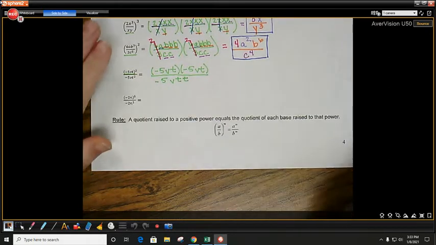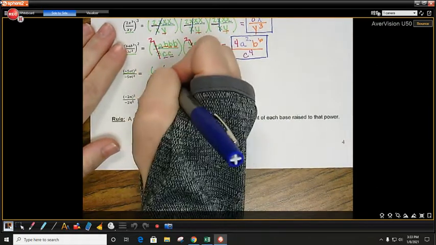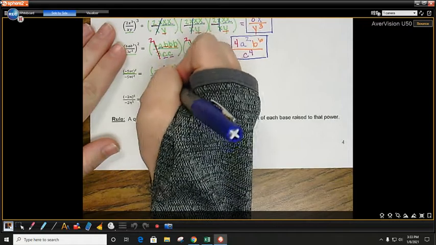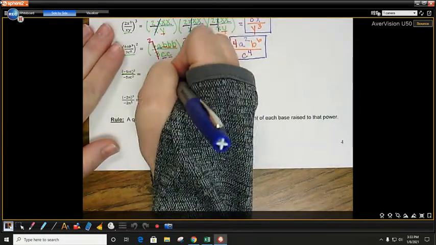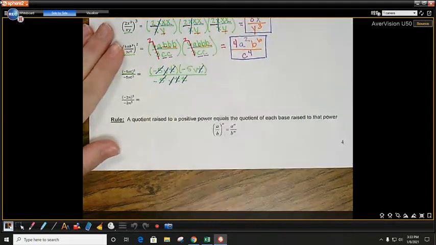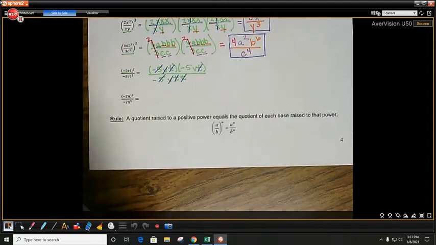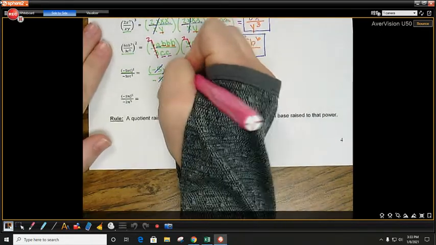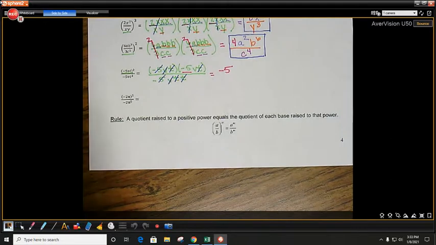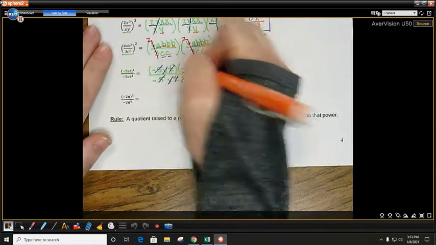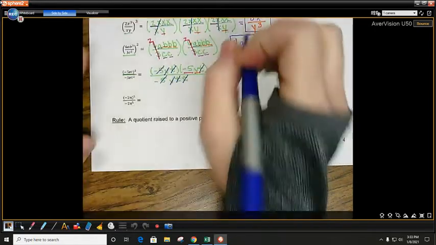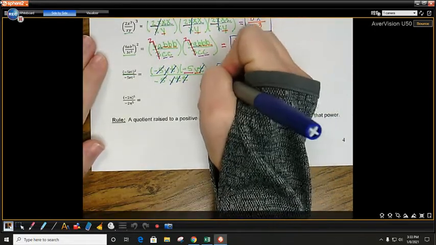Well, I have a -5 in the numerator, -5 in the denominator. I have a v in the numerator, a v in the denominator. I have a t in the numerator, a t in the denominator, a t in the numerator, and a t in the denominator. Okay, so I am left with my -5. That's my only coefficient. And then I have my v. And that's all that was left. Notice there's nothing left in the denominator, so I don't need to have a fraction. There we go.